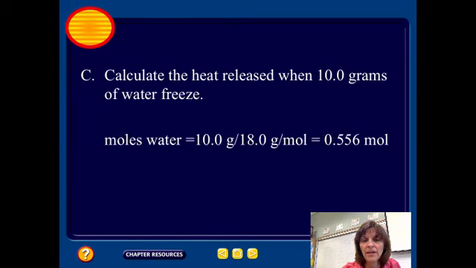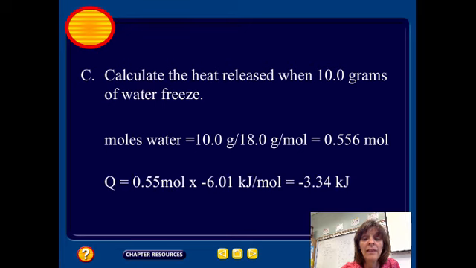So first you have to find moles, because that's what the heat of fusion is calculated in, kilojoules per mole. And then you multiply it by the kilojoules per mole. That's the heat of fusion. You get 6 kilojoules released for every mole of water frozen. So it's negative 3.34 kilojoules.